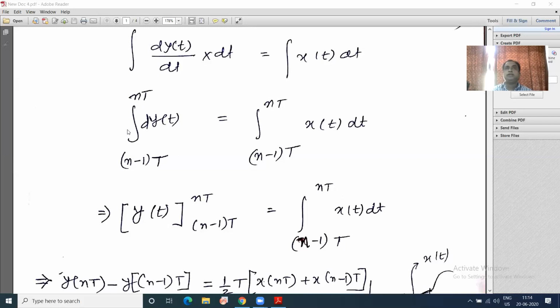Then you may ask, can I write 0 to T? If I write 0 to T, then there is a problem. The problem is that we didn't introduce the n factor. The n factor will be missing, is that not so? If I write 0 to T, that is also an interval of t, but I have to introduce the digital or discrete time as well in that interval. So what I can write is n-1 to n. Agreed?